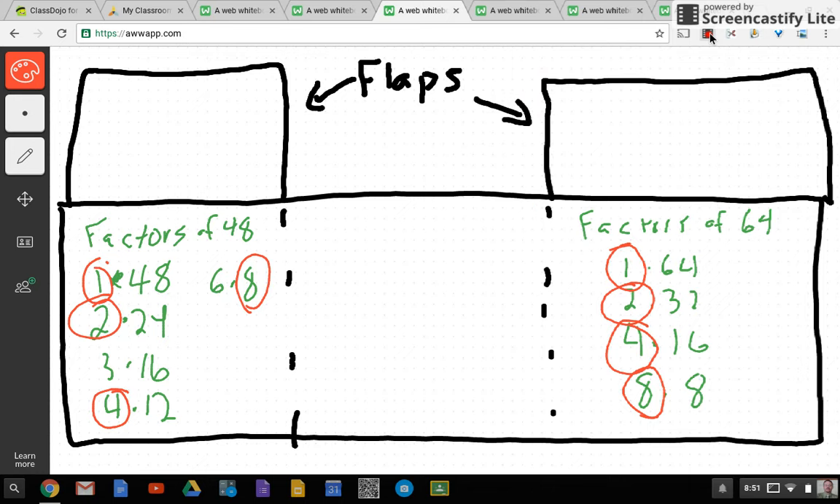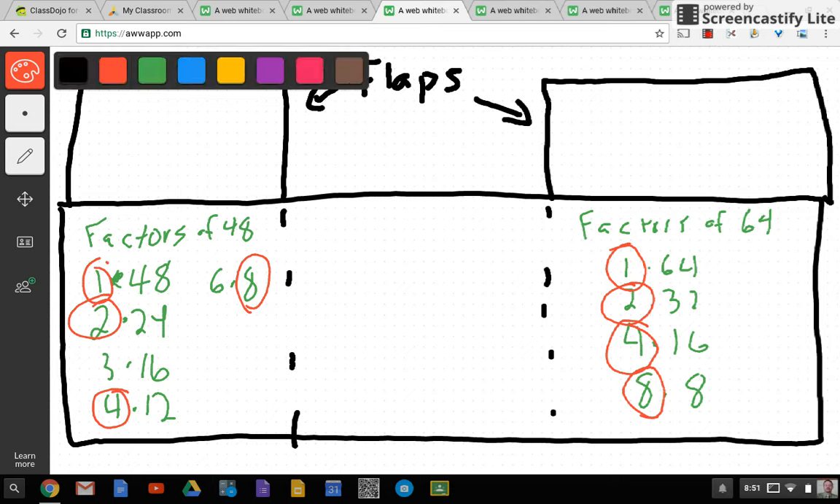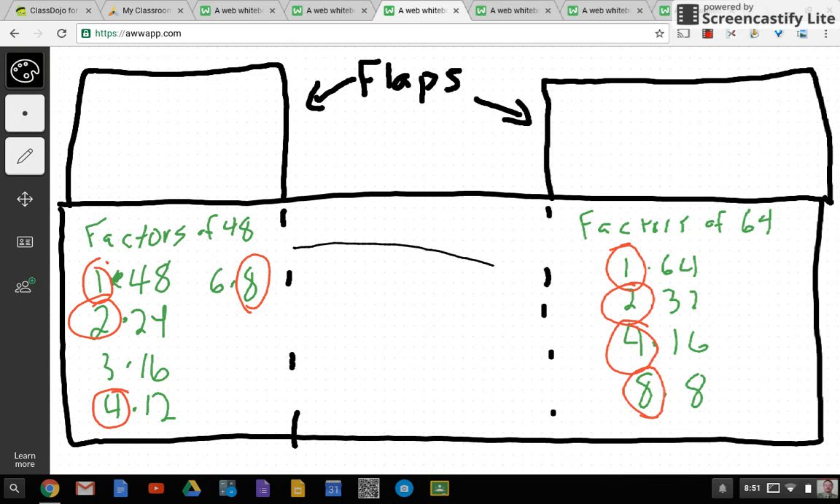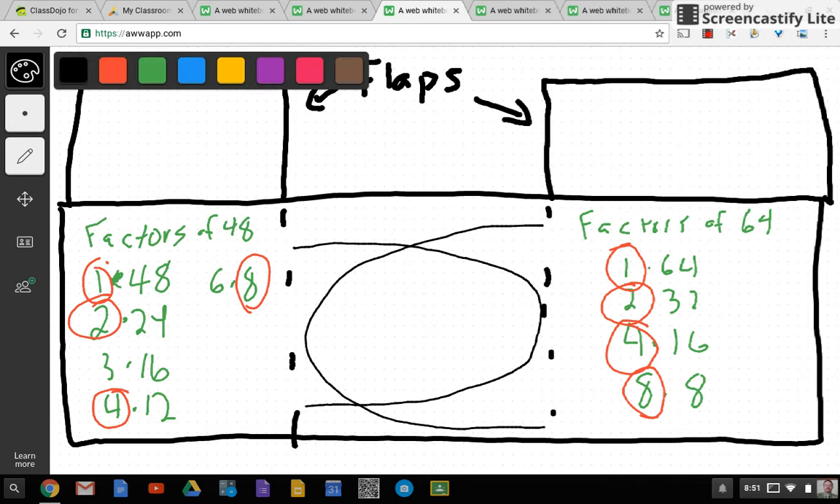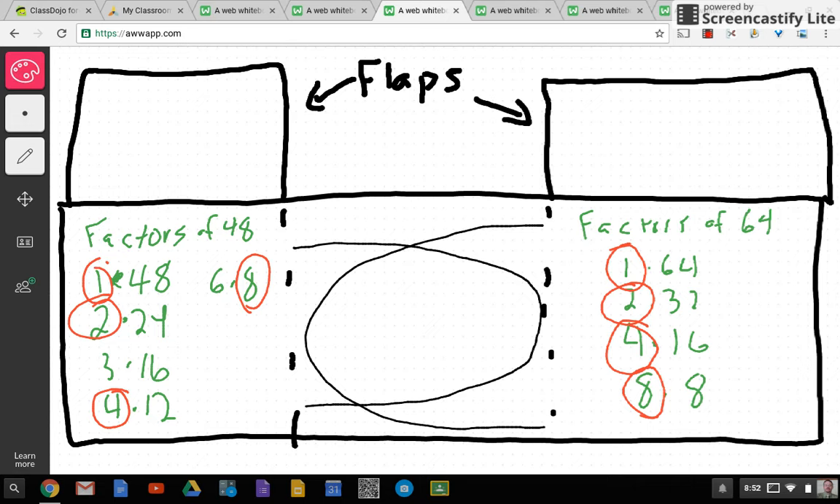So now I've gotten all my common factors. So in the middle, let me draw this in here. You've got these little overlapping circles like this. So I'm going to write all of the factors that they have in common. Let me choose a different color. So, and in order, they have 1, 2, 4, 8, and 16. Those are the common factors.